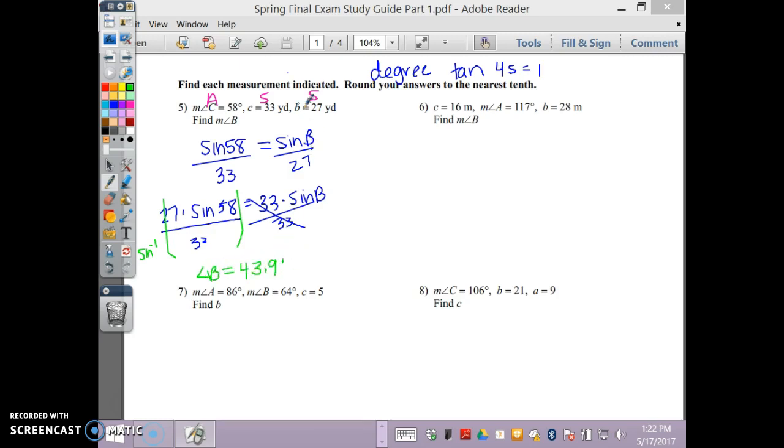So let's see if that makes sense. Is side B smaller than side C? Yes. 27 is smaller than 33. So is angle B at 43 smaller than 58? Yeah, perfect. That makes total sense. Okay, so let's see if there's a possible second triangle.